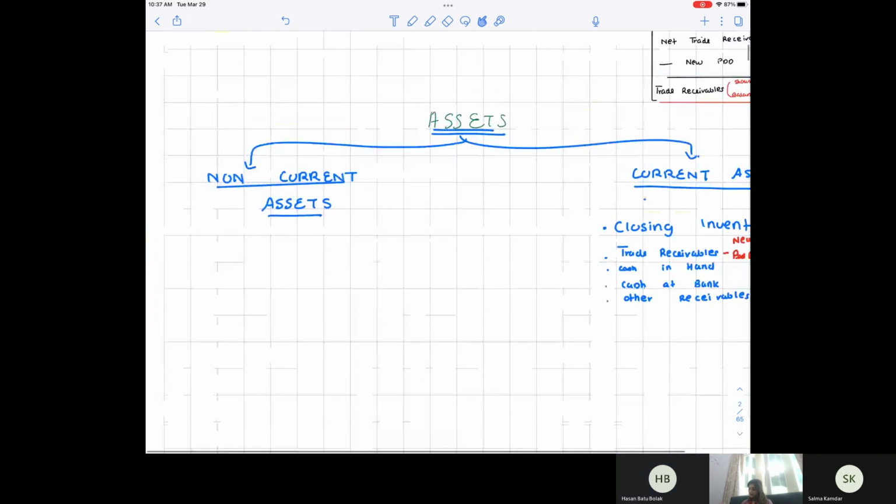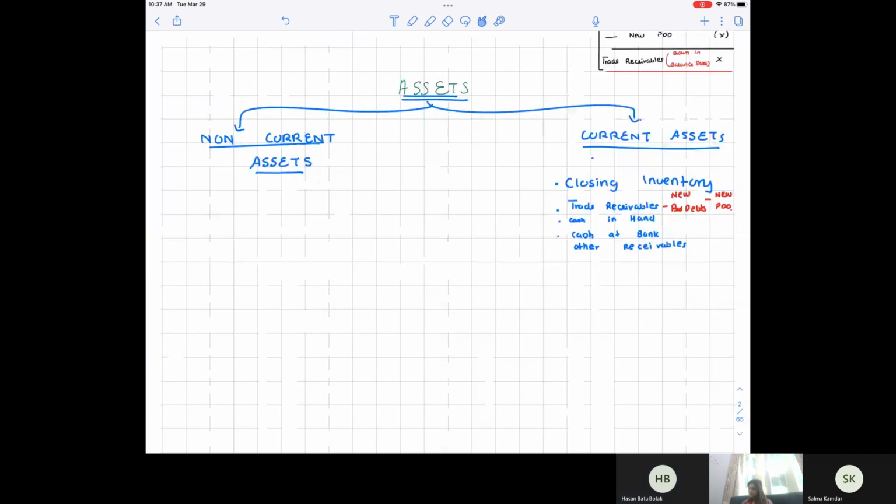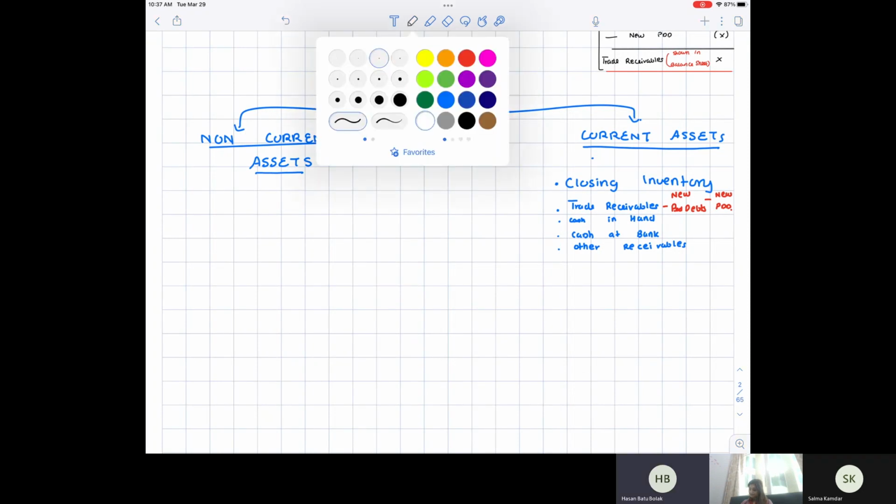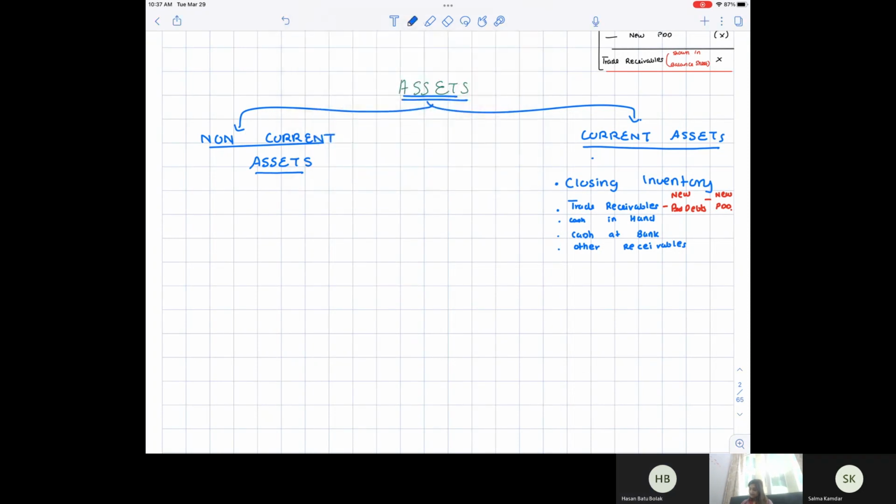So your assets are classified into non-current assets and current assets, right? So when you make your balance sheet, one more thing you tell me: what balance do assets have? Debit balance. Lovely. Why do they have a debit balance? Because it's either something we own or something yet to be received.